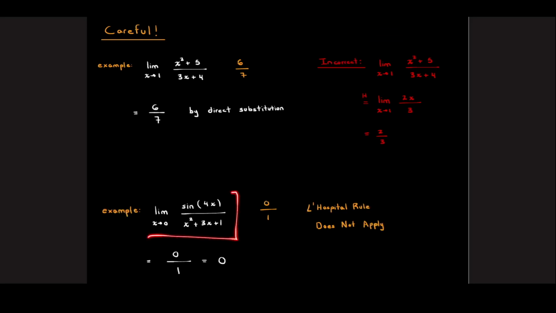The limit as x approaches 0 of sine of 4x divided by x squared plus 3x plus 1. So when I plug in 0, you'll see that sine of 0 is just 0. And when you plug in 0 on the bottom, you just get 1. So the top approaches 0, the bottom approaches 1. That's what this symbolizes. And so this is not indeterminate. In fact, 0 divided by any non-zero number is just going to be 0. So the answer to this limit is just 0. L'Hopital's rule doesn't apply here.